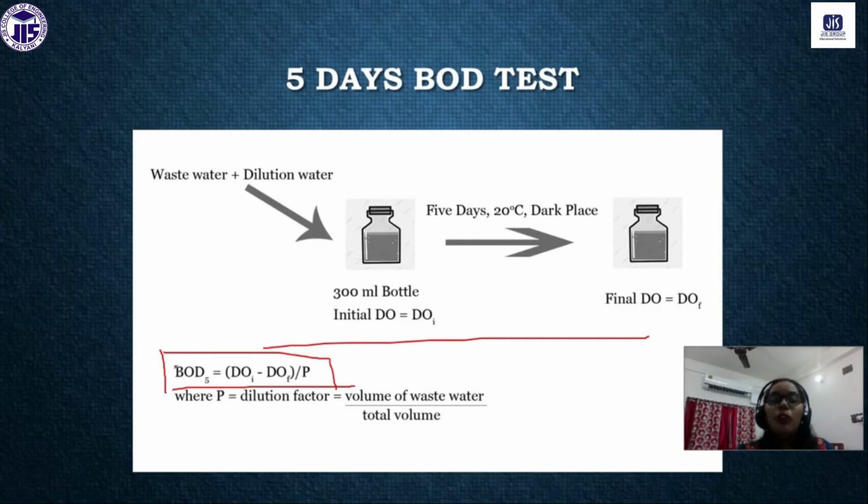Now look, one parameter, P, will be incorporated here. Why? Because we have to keep in mind that we have diluted our wastewater sample. Understand? So this P is called the dilution factor. This P is incorporated in the equation, where P equals the volume of wastewater divided by the total volume. This is the whole equation. This equation is very important because there are so many numericals you can have in your exam based on this equation. Understand?